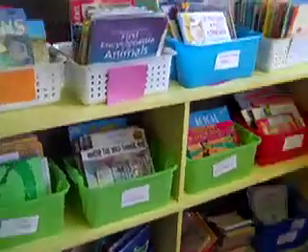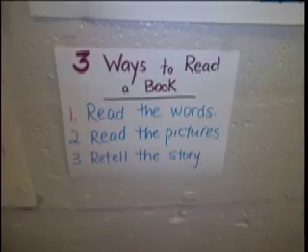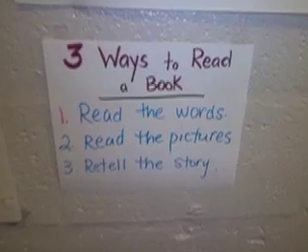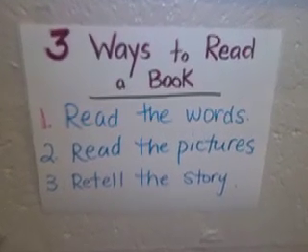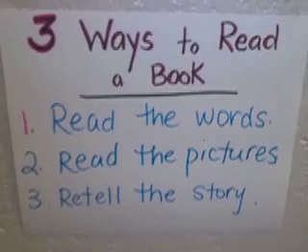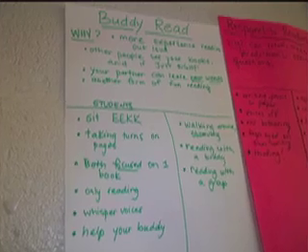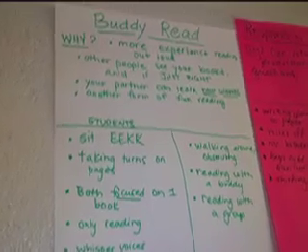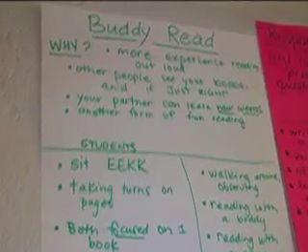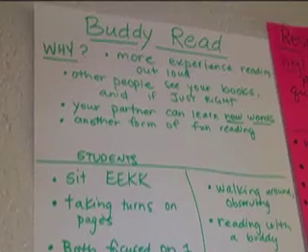In order to code break during Read to Self, students sound out the words and look at the pictures. In the classroom, the teacher has a poster that says 3 ways to read a book. 1. Read the words. 2. Read the pictures. 3. Retell the story. Students can use these techniques to code break. During Read to Buddy, they code break using the same tools, but they also have their buddy as a resource for help in sounding out the word and looking for context clues.